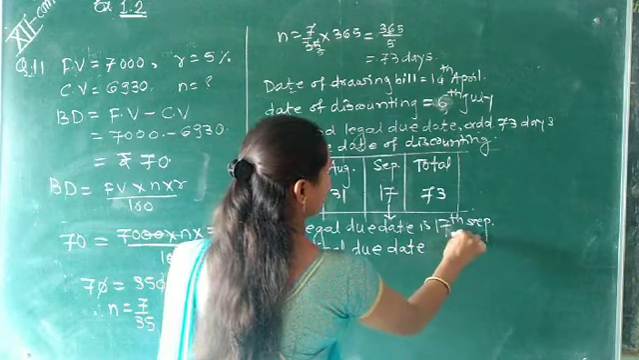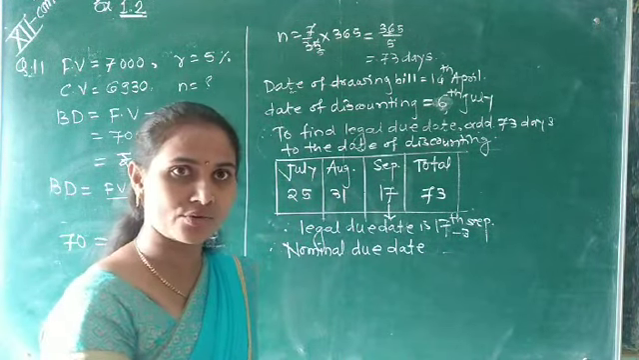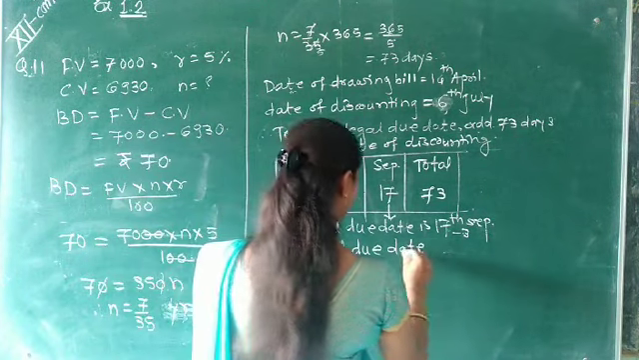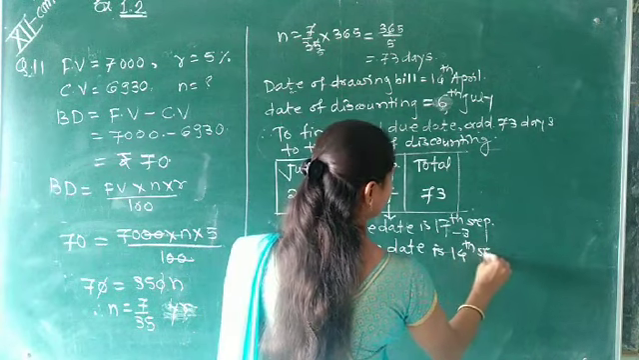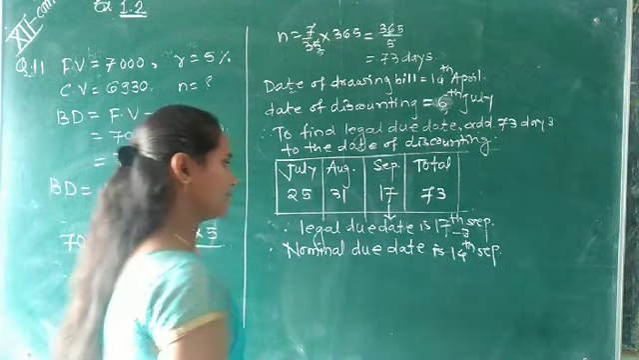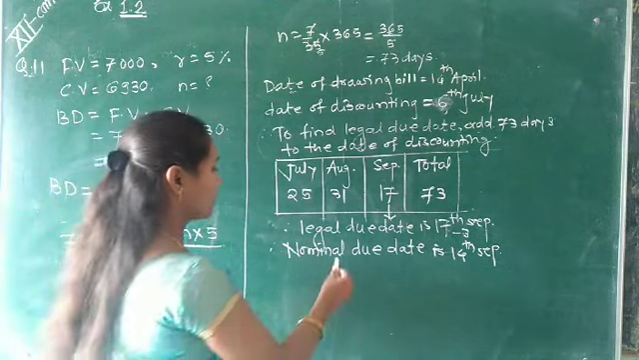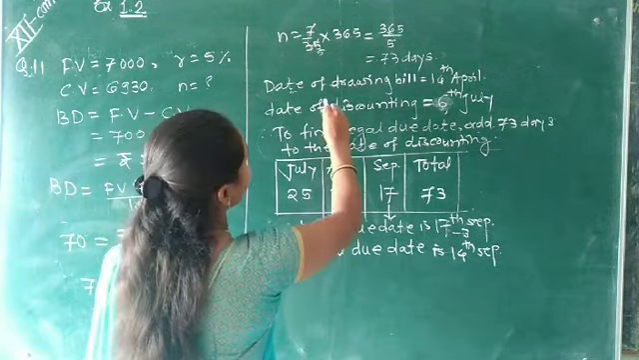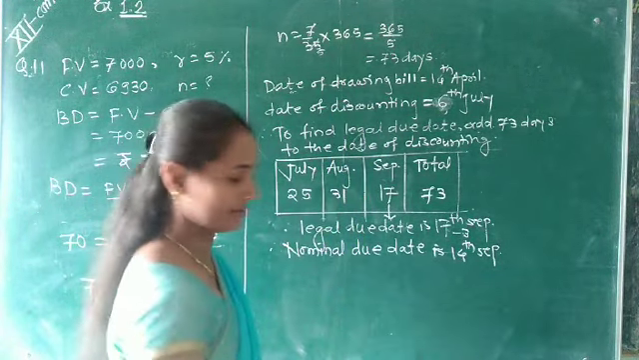is 17 minus 3. जेव्हा तुम्ही नॉमिनल वरून लीगल काढता त्यावेळी प्लस 3 करायचं, लीगल वरून नॉमिनल काढलं तर मायनस 3. Nominal due date is 14th September. Now we are going to find the period of the bill. Therefore, count the months from the date of drawing to the nominal due date.